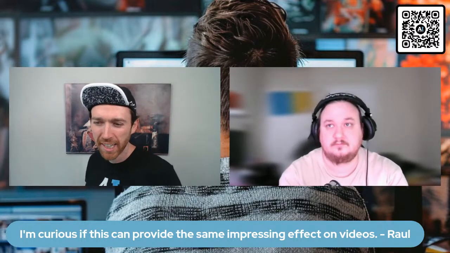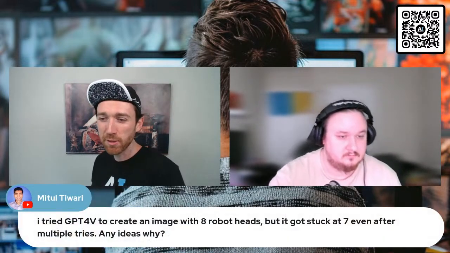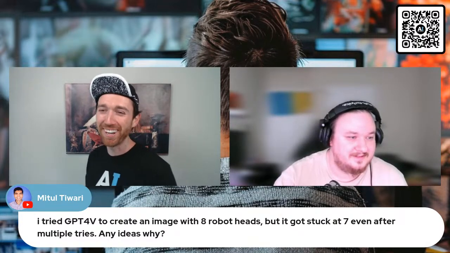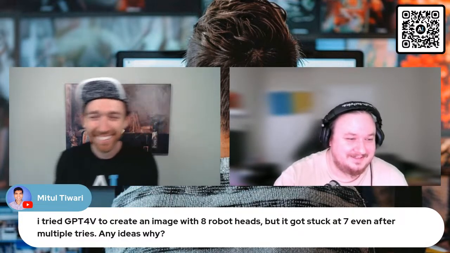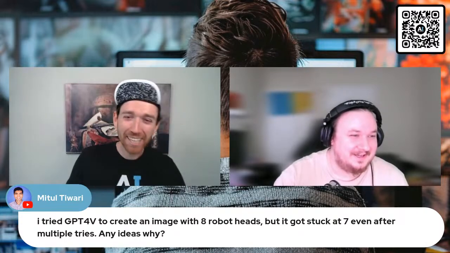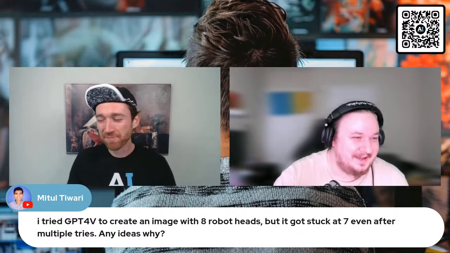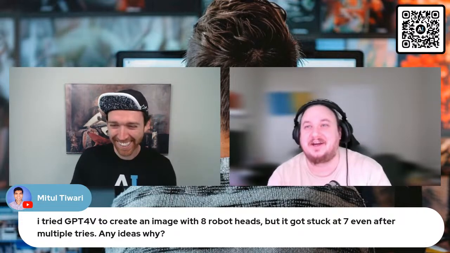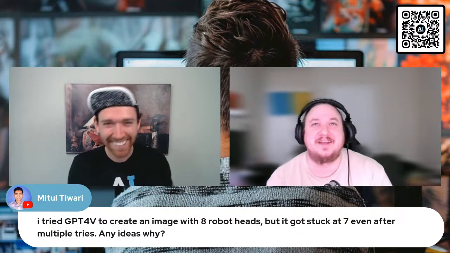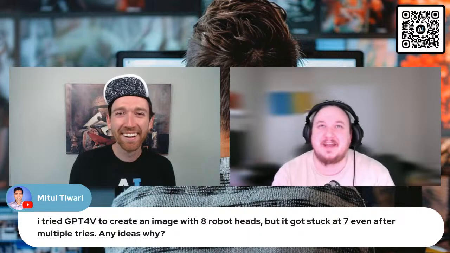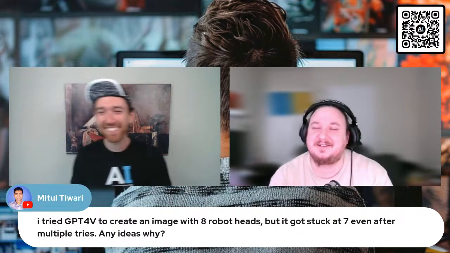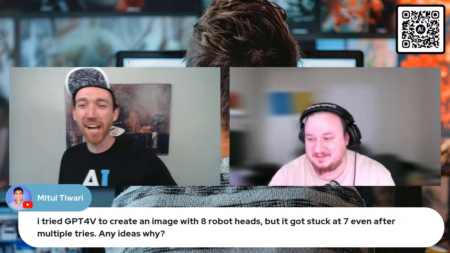And then Matul: I tried GPT-4v to create an image with 8 robot heads, but it got stuck at 7 even after multiple tries. Any ideas why? Classic Matul, you're the man. I have no idea why specifically 7, but the reason that it got stuck is that it's terrible at counting. There it is. Coming back around to the counting.